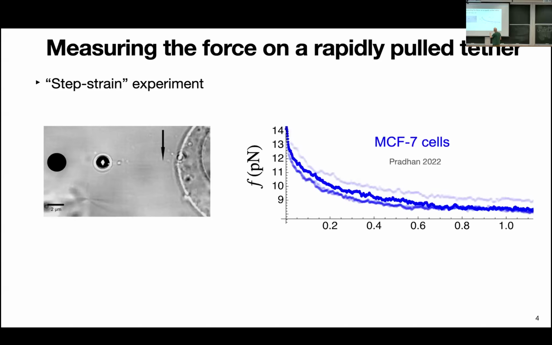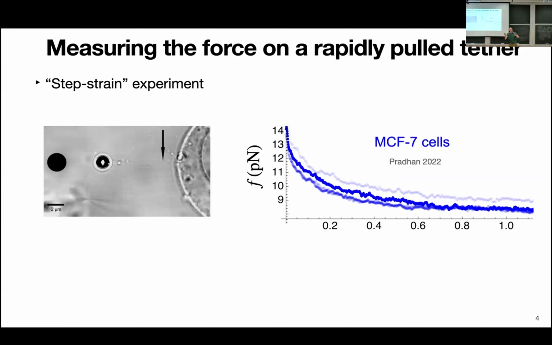Okay, so that's what these data show. Time t equals 0 is the moment where you rapidly extend the tether, and then you can see how the force decays over time. It looks kind of banal. The question is, what can these relaxation curves possibly tell us about cell mechanics, biology?